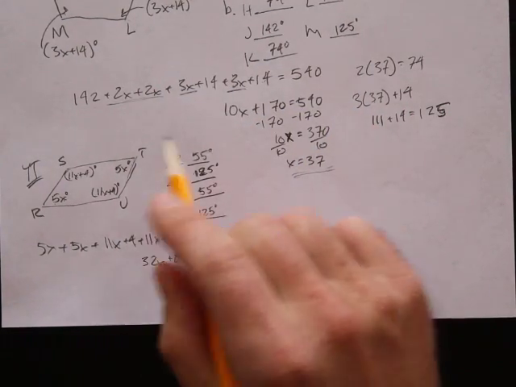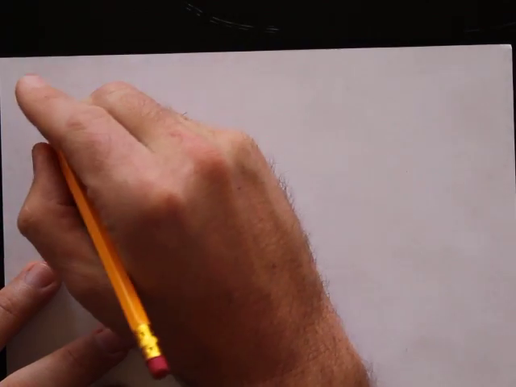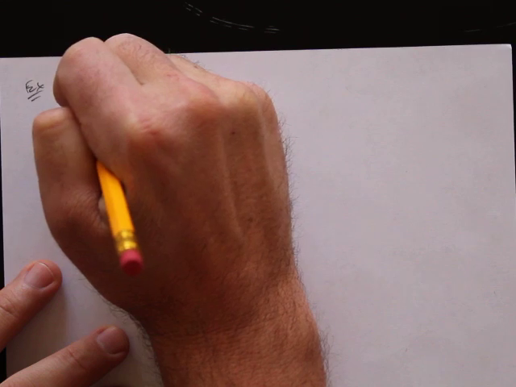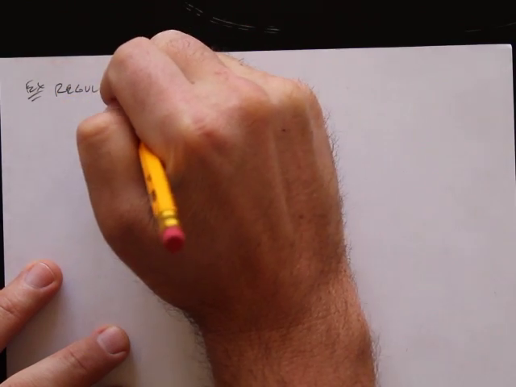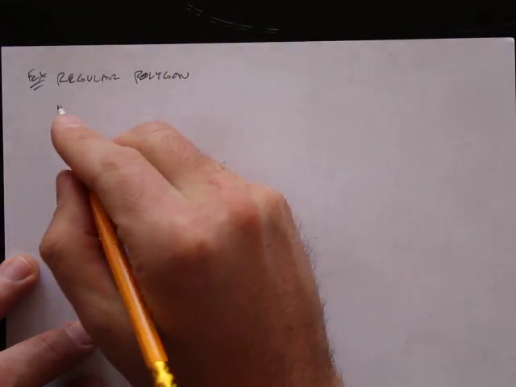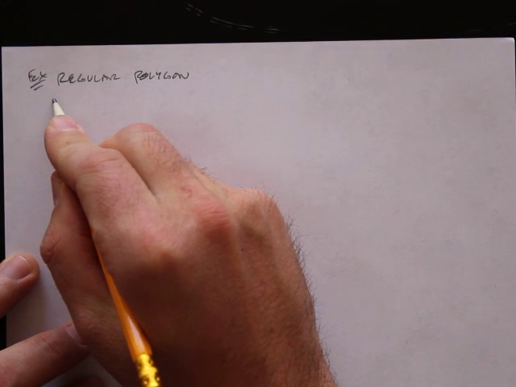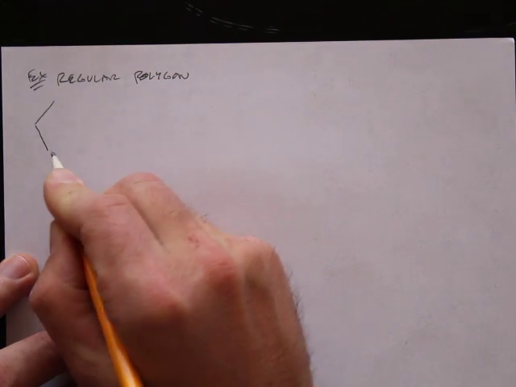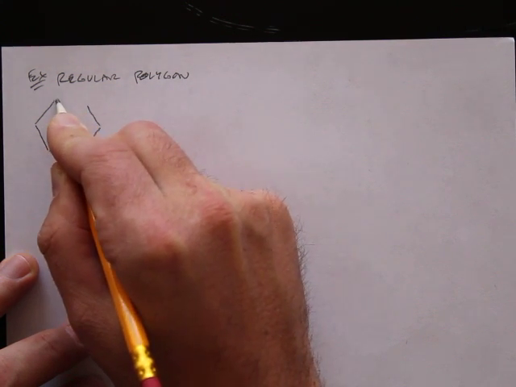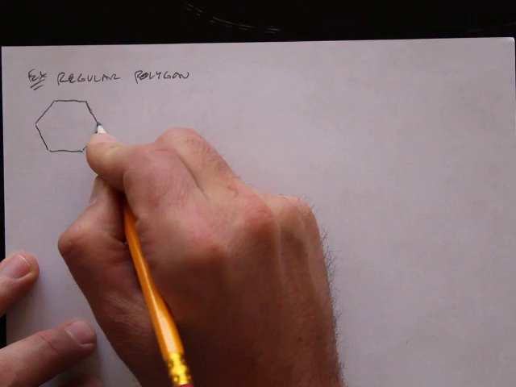All right. Hope you got that one all right. Let's keep going. We have a few more examples to do. So let's look at what a regular polygon looks like. A regular polygon might look like this. Here we're going to draw a regular six-sided polygon.